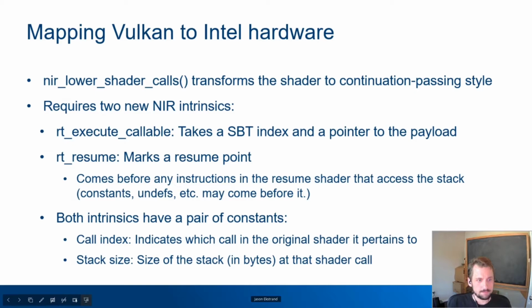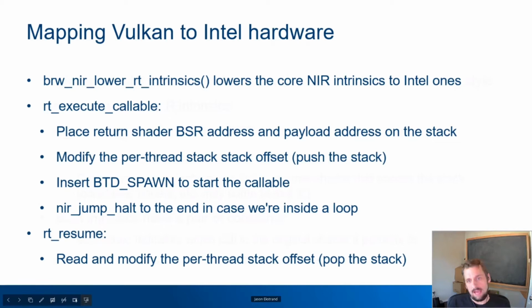Then, once we've done that, we have a new pass, brw_nir_lower_rt_intrinsics, which lowers those NIR intrinsics into Intel intrinsics. So when we see the RT execute callable intrinsic, we do a few things. We place the return shader's shader record address and the address of the payload on the stack. Those are treated as sort of the first elements of the stack of the called shader. And then we modify the per-thread stack offset, so we push the stack.